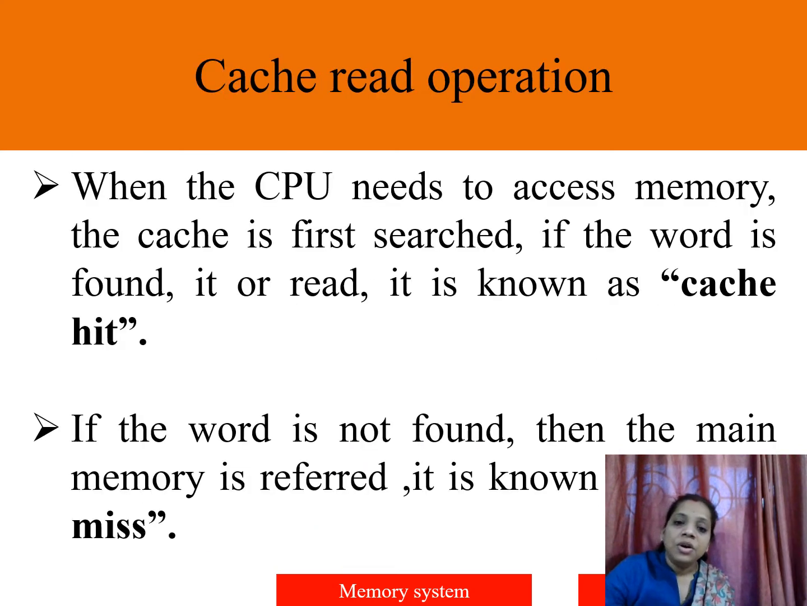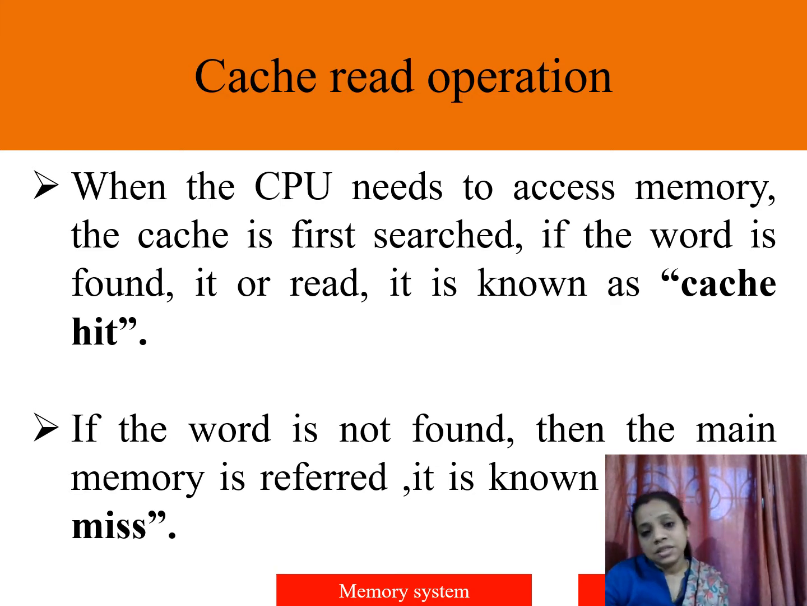Before going to the cache read operation, I just want to tell you some points. The CPU, the processor, always seeks the data from the cache memory. The CPU is unaware of the fact that there are different kinds of memory: main memory, register memory, cache memory. The CPU always searches for a particular required word in the cache memory as a default.